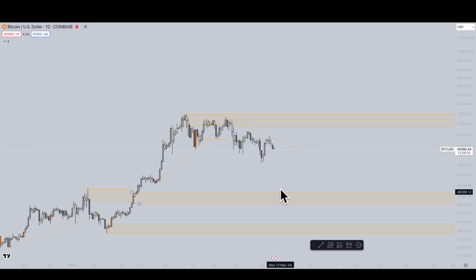We have major demand lower in here, not really a lot above here, so I'm just bearish for now unless we break these highs.